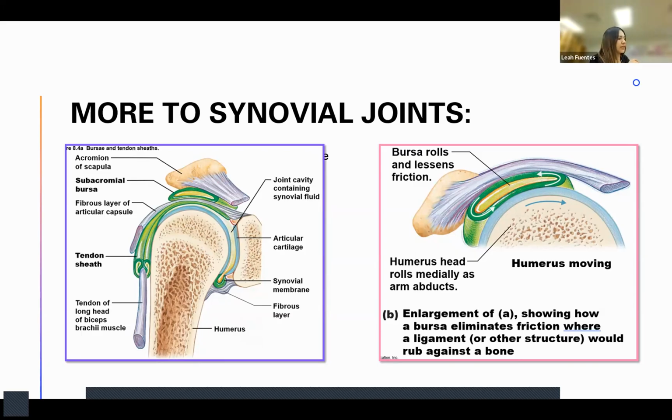Let's see what else you need to know from here. I think that's kind of it. You just need to be familiar with bursae and tendon. And then another thing that is on here that's not on the PowerPoint is the menisci. These are fibrocartilage pads that extend from the articular capsule. The menisci guide bones for a better fit.